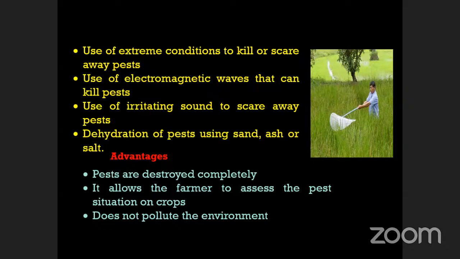And then we have dehydration of pests using sand, ash, and salt. Salt absorbs water out of the pests. So if you put it on this pest's body, some of them have very small cuticle. The distance between the inner part of the body and the external is very small. So it means that the ash or the salt will be able to absorb all the nutrients out of its body until dry, such as the slug.